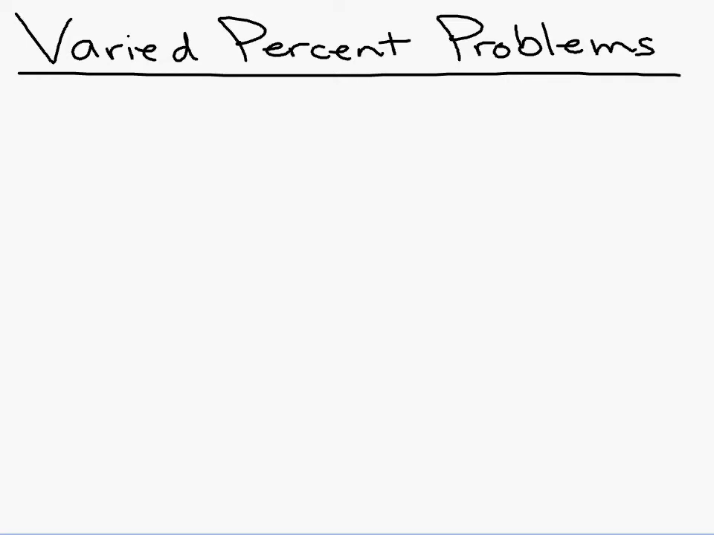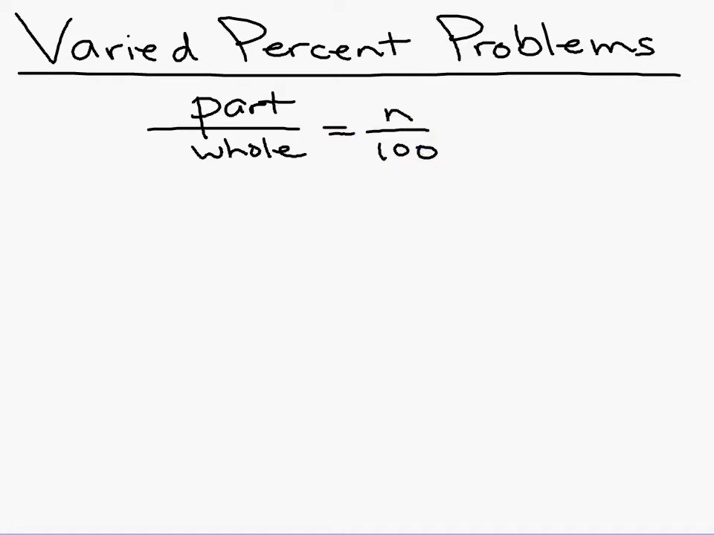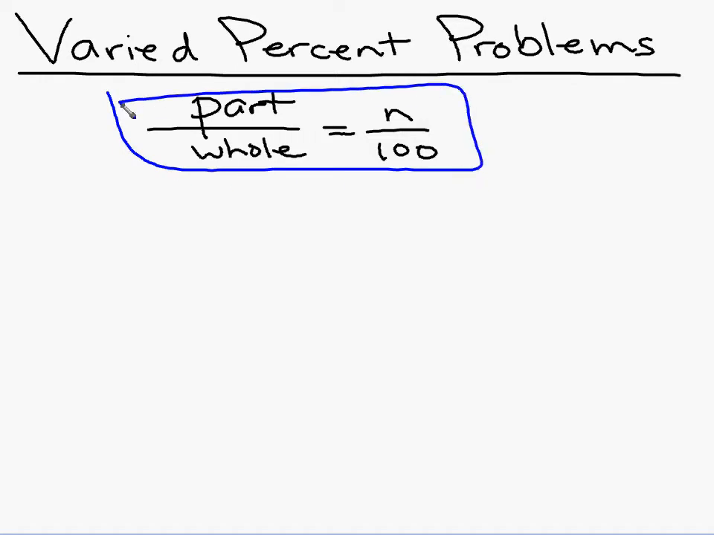All right, today we start working with some different types of percent problems, but the good news is we're going to use the same formula. We're still going to use part to whole equals n to 100. Still using the same formula, but now we're going to be finding different things. We're not always going to be given the percent. Sometimes we're going to be asked to find the percent. All right? So let's get right to some examples.